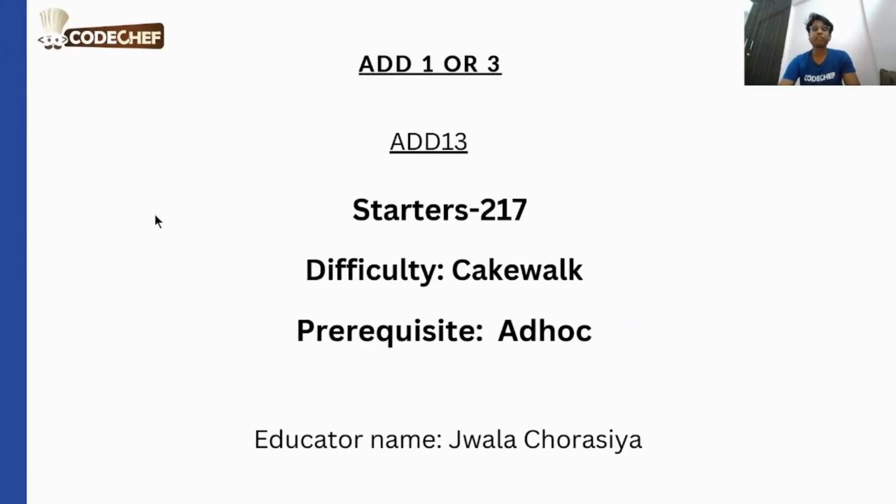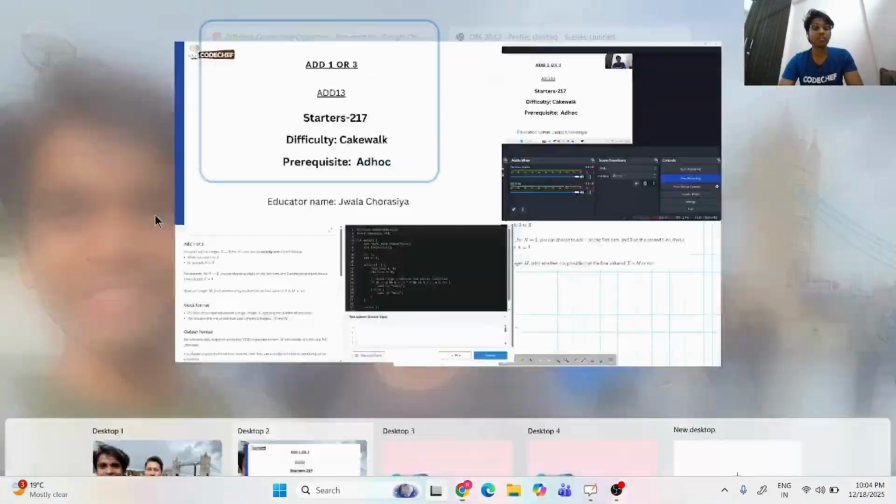Myself Alacharas, and today we are going to solve the problem which came in Starters 217. The name of the problem is Add 1 or 3. The problem code is ADD13. The difficulty rating of the problem is cakewalk and the prerequisite is ad hoc. Let's start with reading the problem statement over here.